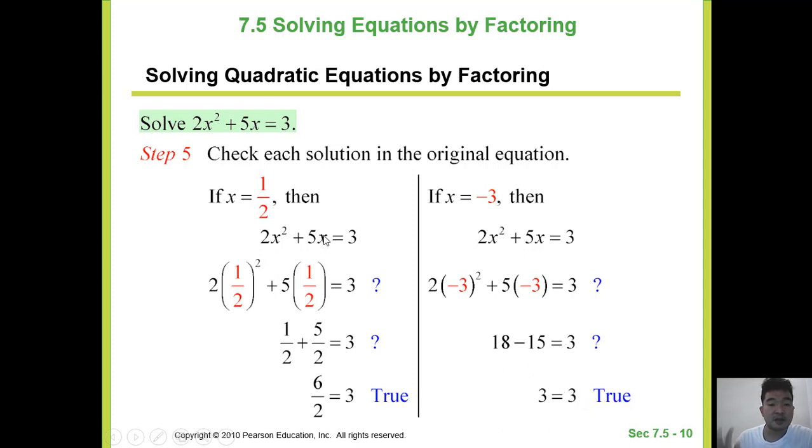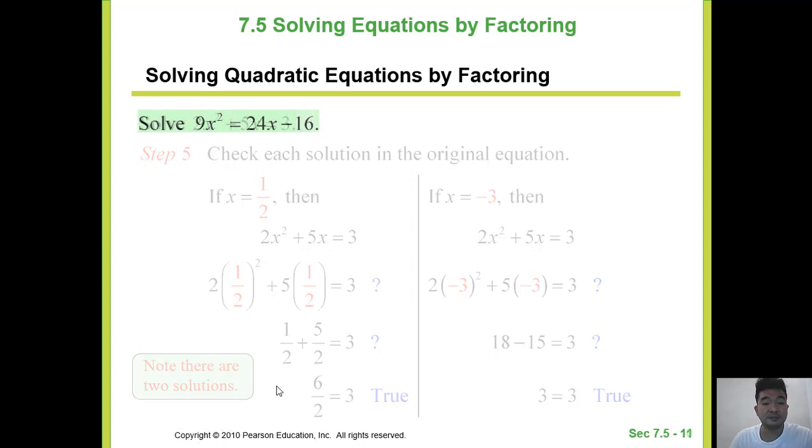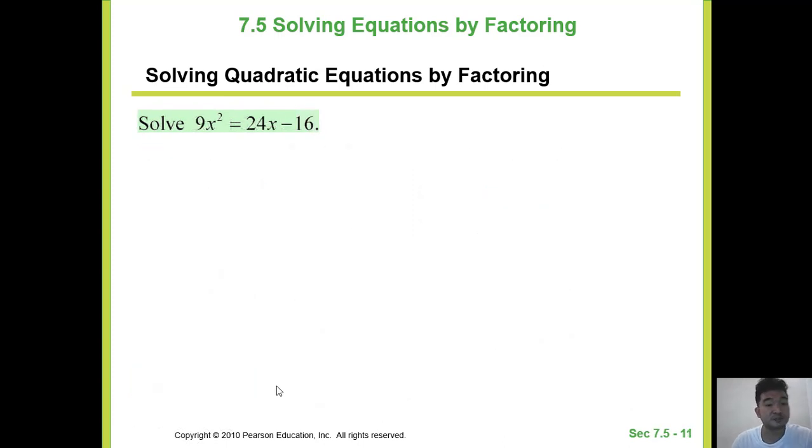Meaning, the solutions that we got using this factoring process is correct. So the solutions are 1/2 and -3. Note there are two solutions here. Two different solutions. Let's have another example.